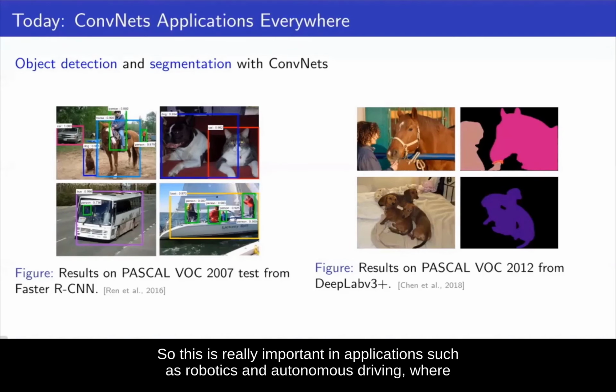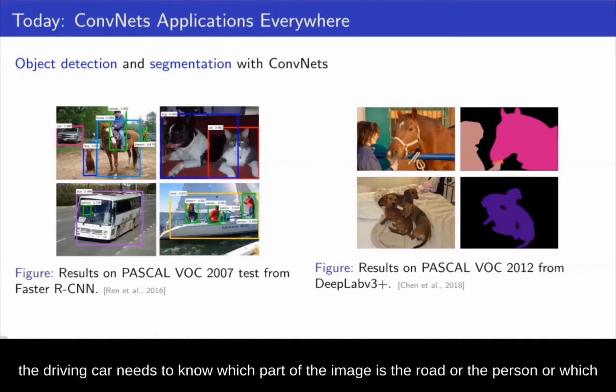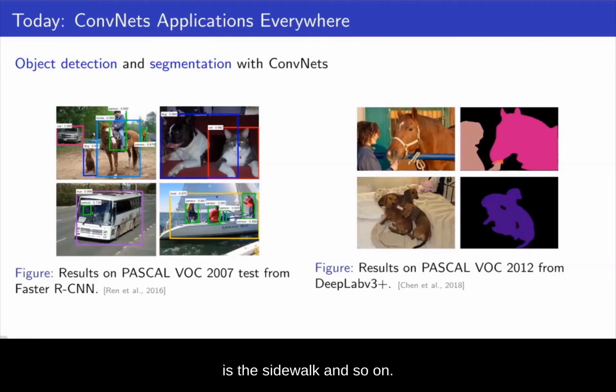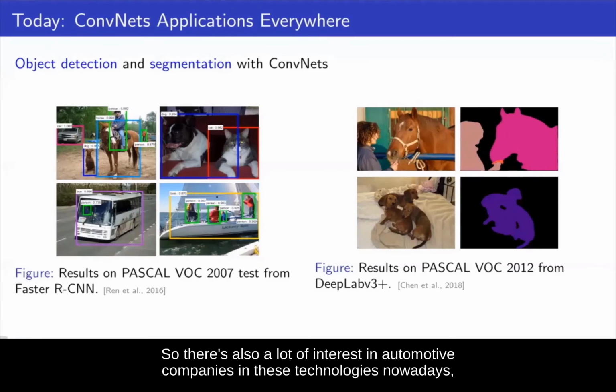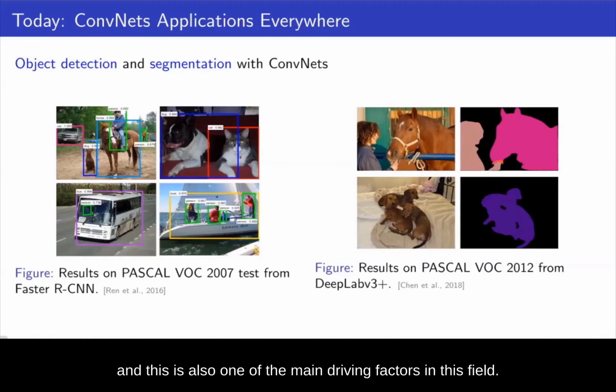This is really important in applications such as robotics and autonomous driving, where the self-driving car needs to know which part of the image is the road or the person, or which is the sidewalk, and so on. There's also a lot of interest in automotive companies in these technologies nowadays, and this is also one of the main driving factors in this field.